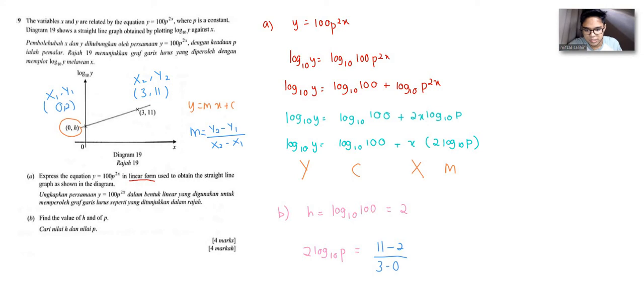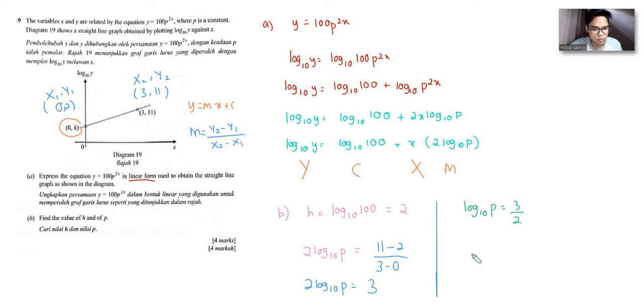So our final answer would be 2 log10 p is equivalent to 11 minus 2 is 9, and 9 divided by 3 is 3. So 2 log10 p = 3. We are not done yet. We have to find p. To find p, we have to remove this 2 over here. So we can remove it by dividing both sides by 2. Log10 p is equivalent to 3 over 2.